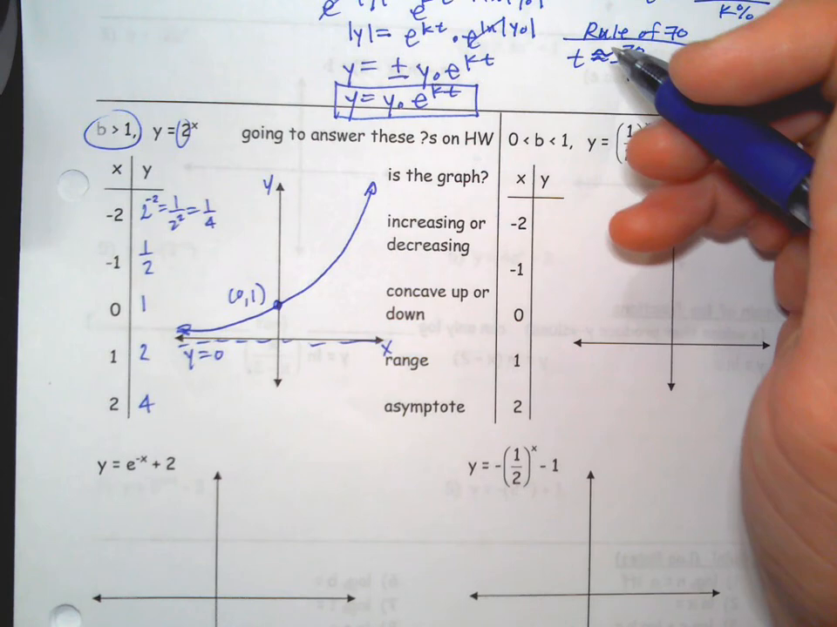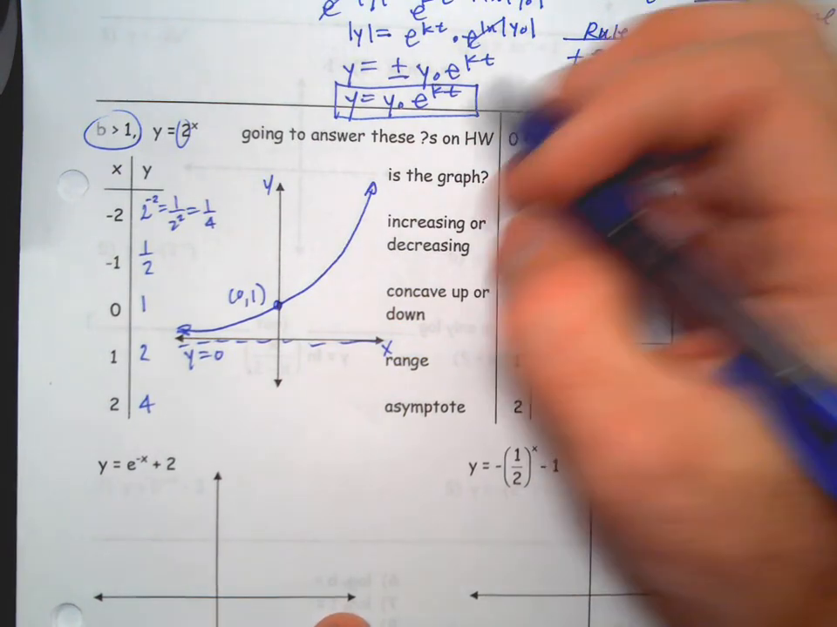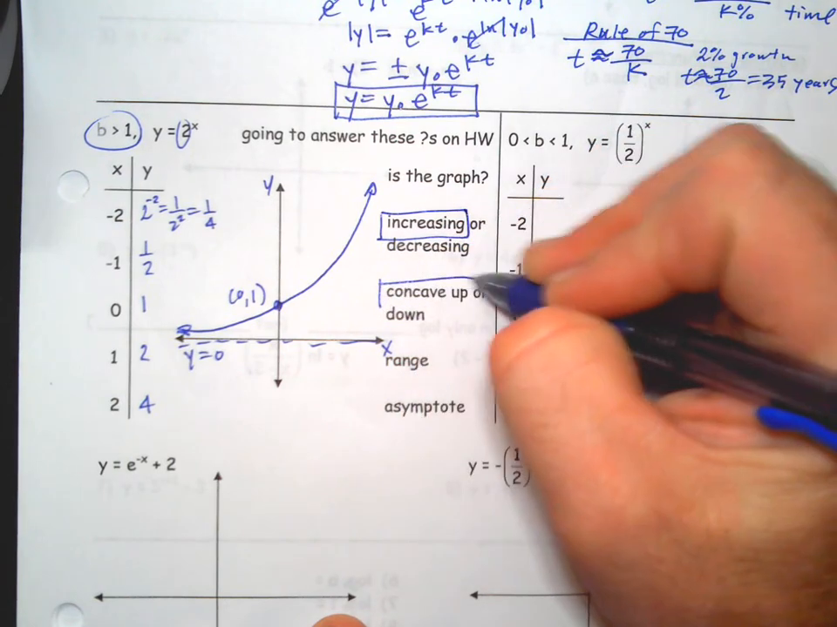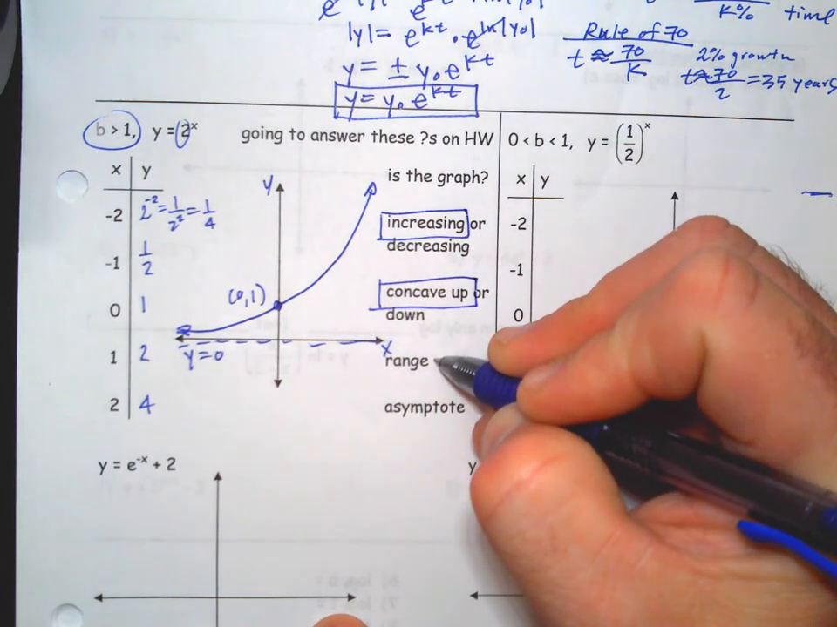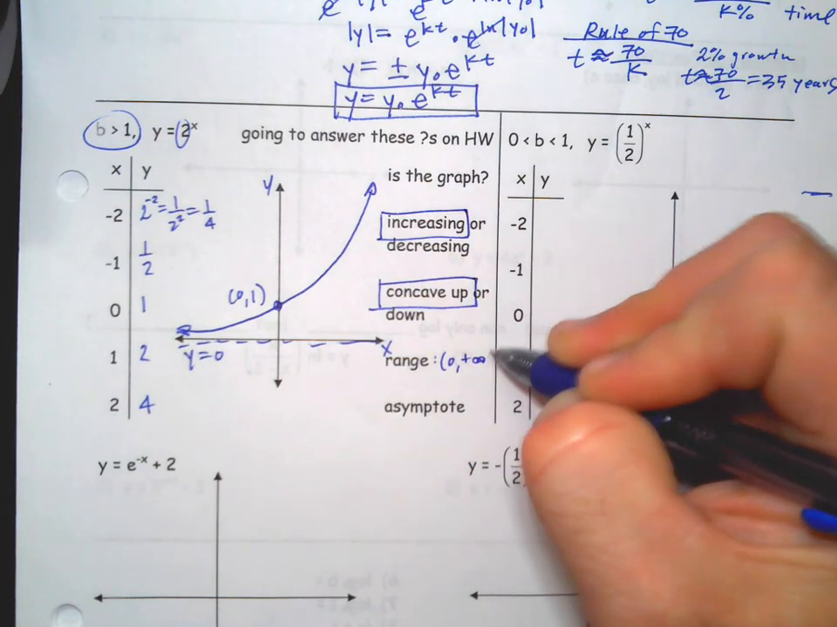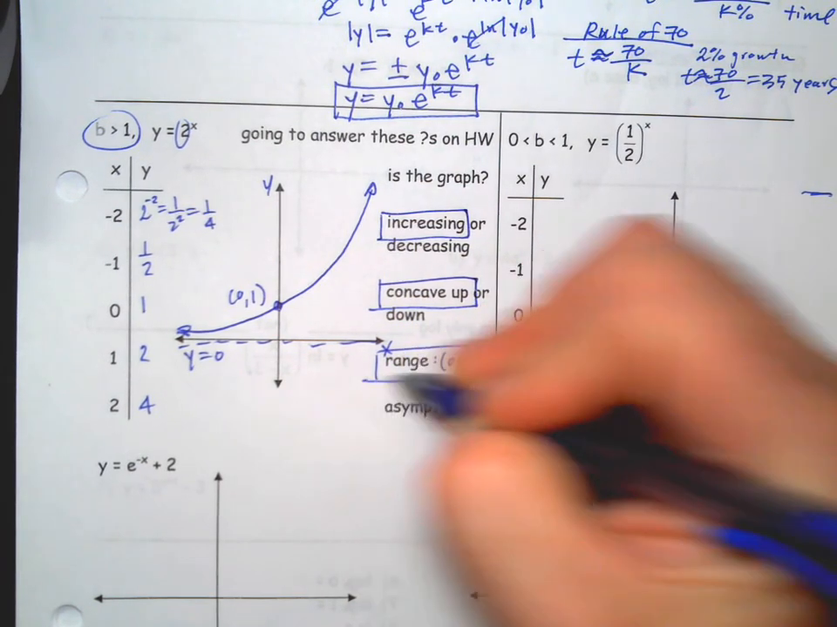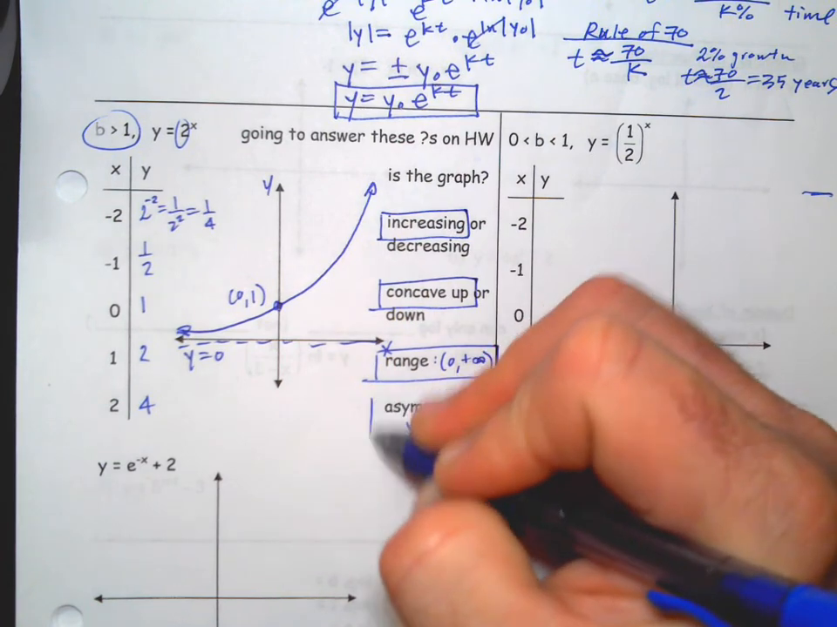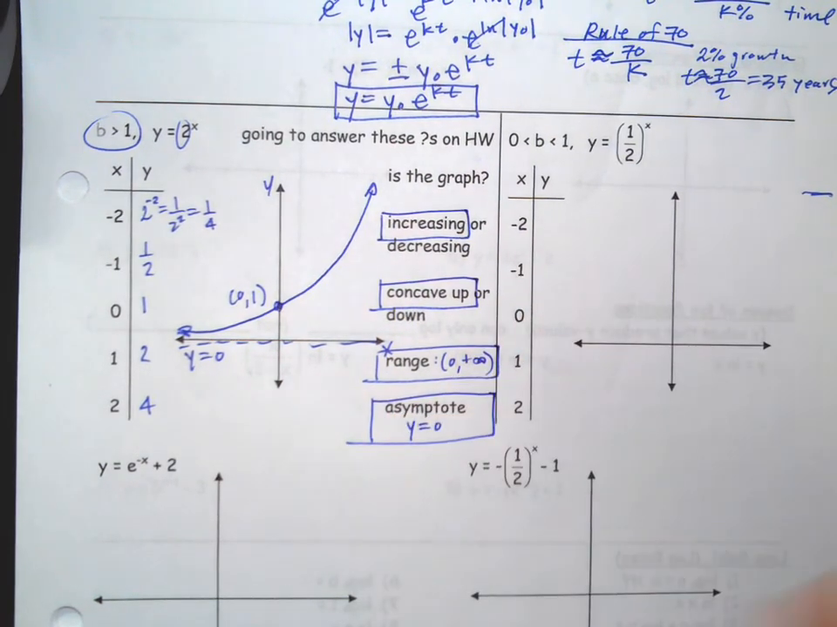And then you'll be asked, is the graph increasing or decreasing? So this one's increasing. Is it concave up or down? It's concave up. What's its range? 0 to positive infinity, in interval notation. And what is the equation of its asymptote? So this is going to be y equals 0. It needs to be y or x for asymptotes, because their equations are lines. But that's the basics there.